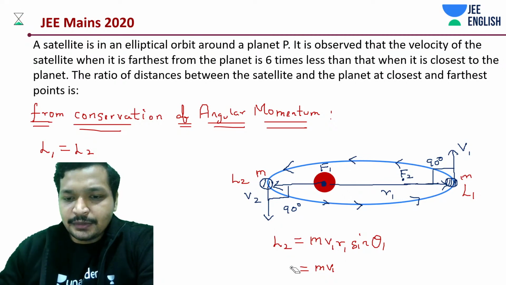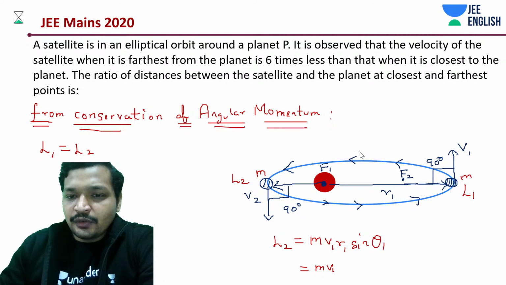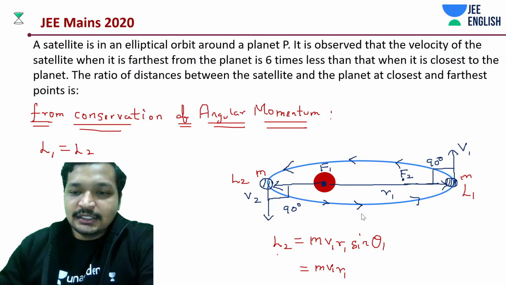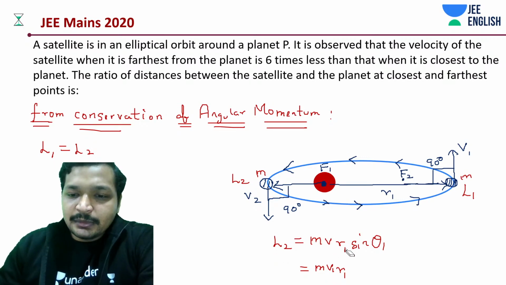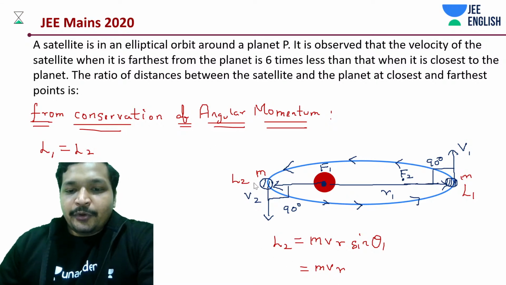Just a moment, guys. And then what do we have over here? M1 V1 R1. M2 V2 R2. My mistake. Really sorry. This is my mistake. Okay. Very important. Okay.